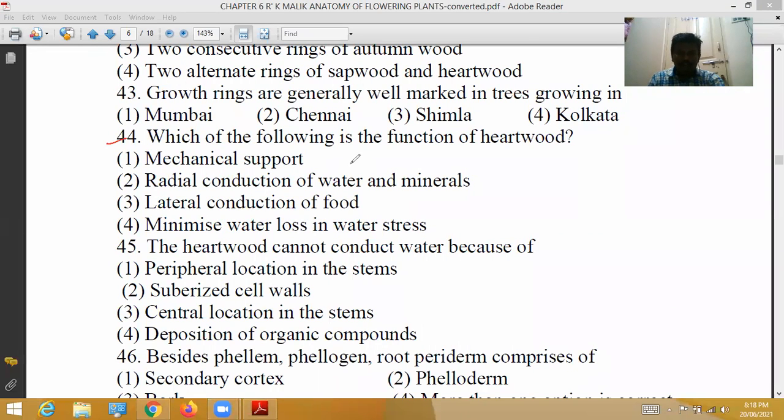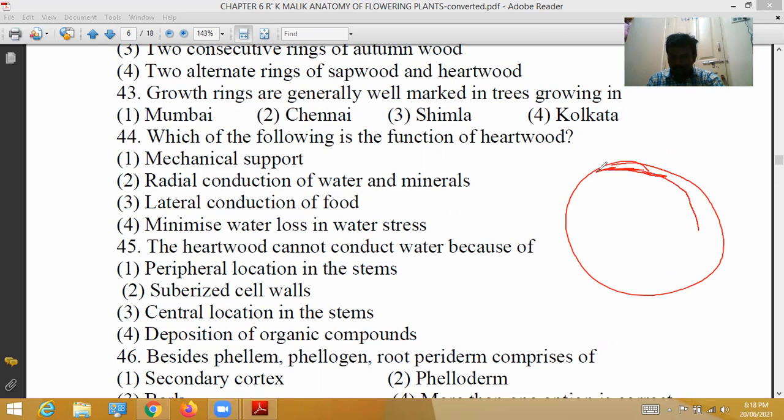Question: which of the following is the function of heartwood? See here, this is a cross section of a tree showing heartwood and sapwood.